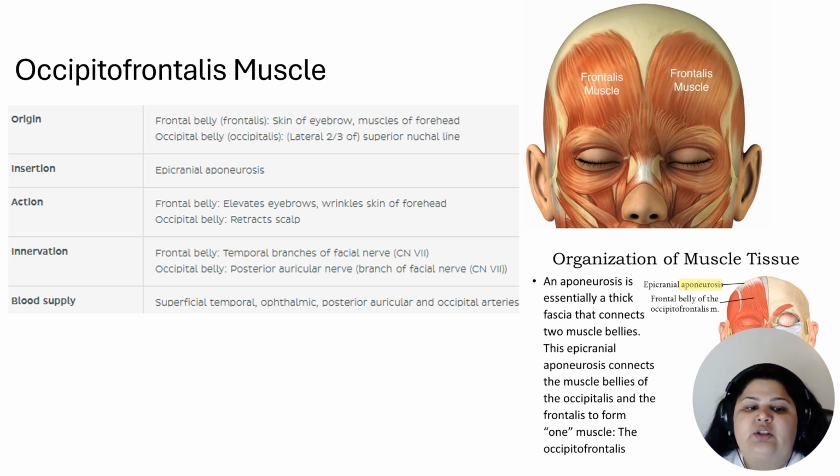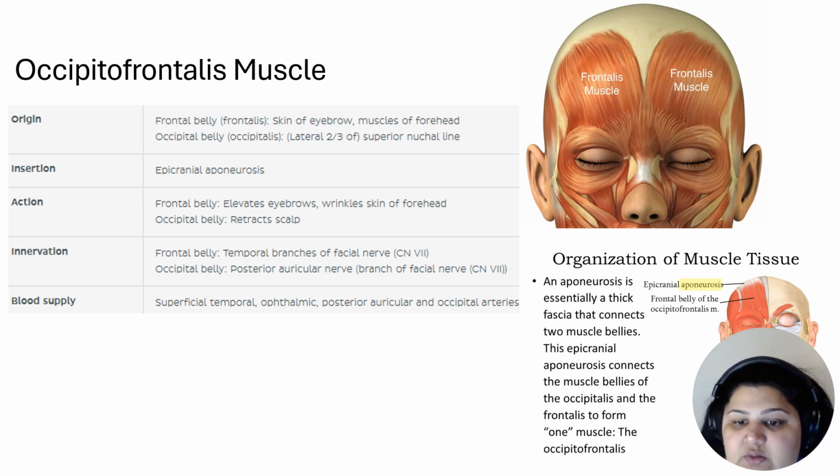Alright, so let's start with the muscles of the face. Occipitofrontalis muscle. As you can see right here, this is the frontalis muscle. The frontal belly originates from the skin of the eyebrow. The occipital belly originates from the lateral two-thirds of the superior nuchal line. The insertion is the epicranial aponeurosis, as you can see in this picture.